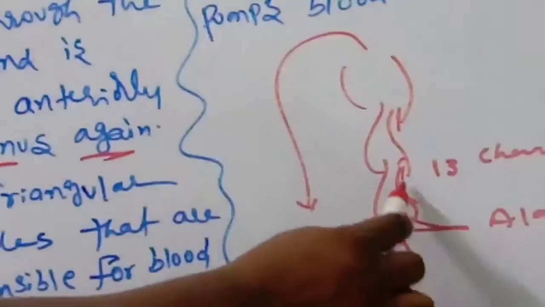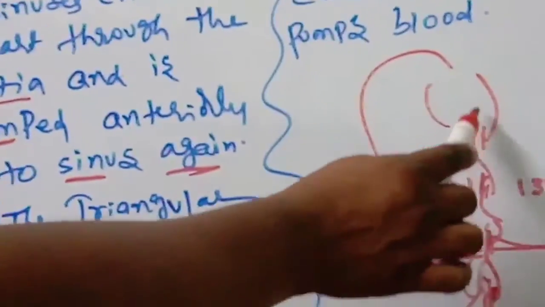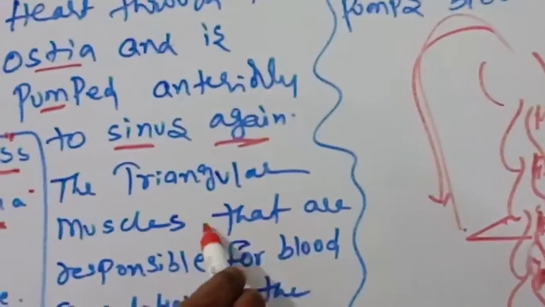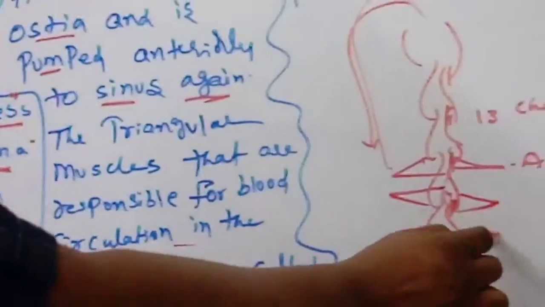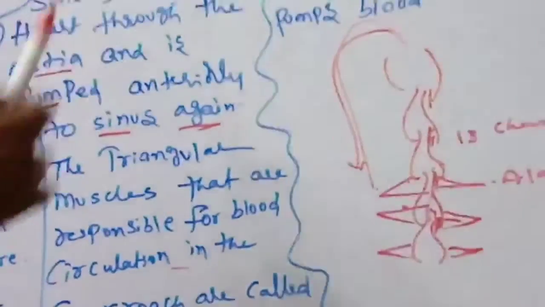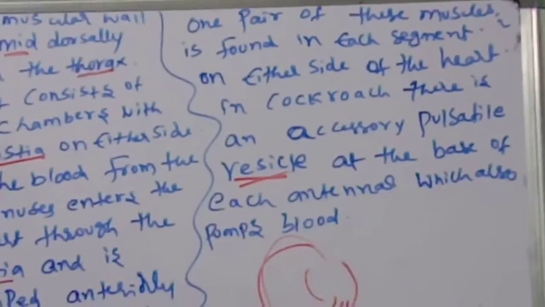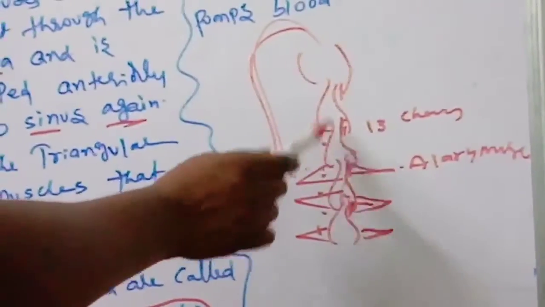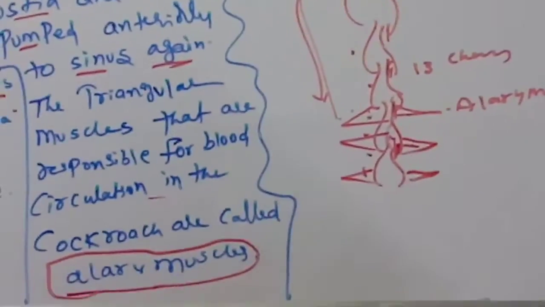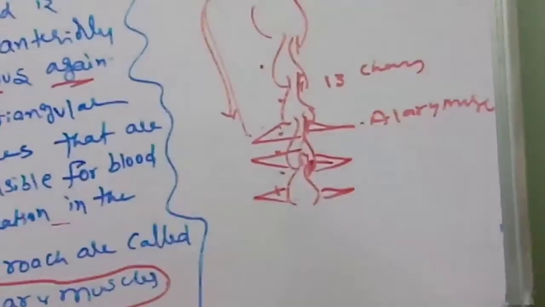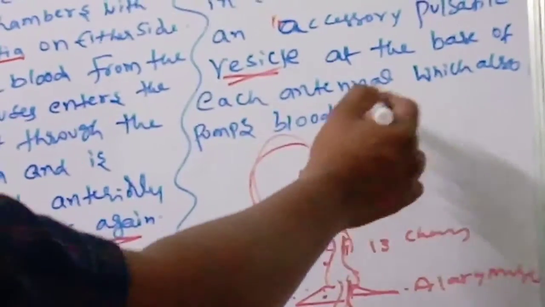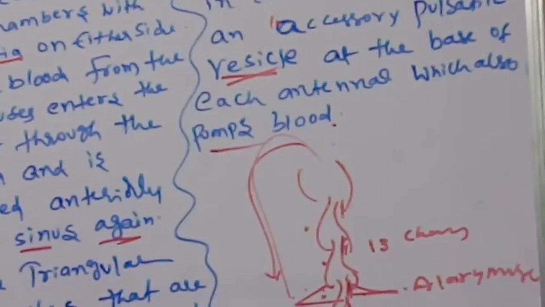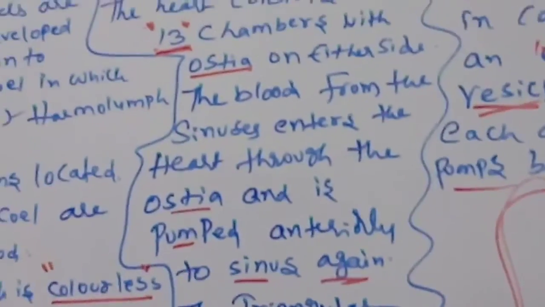This is the ostia, and the blood is pumped anteriorly to the sinus again. The triangular muscles that are responsible for blood circulation are called alary muscles. One pair of these muscles is found in each segment. Here one alary muscle, here one alary muscle. Like that, each segment has alary muscles on either side of the heart. In the cockroach, there is an accessory pulsatile vesicle at the base of each antenna, which also pumps the blood. Very important bit: these accessory pulsatile vesicles are also helpful for pumping the blood.